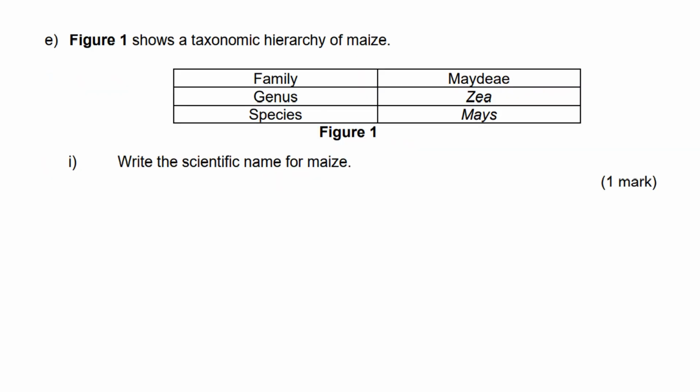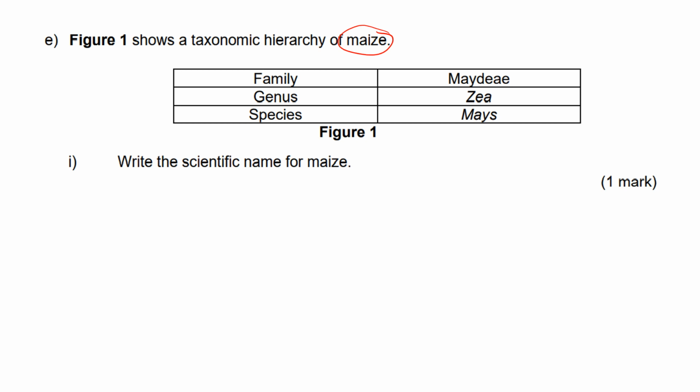Question E. Figure 1 shows a taxonomic hierarchy of maize. Maize is basically corn. In figure 1, this table shows you the classification of maize or corn. The family for corn is Poaceae, the genus is Zea, and the species is mays. For question E1, write the scientific name of maize. The information is already given in the table, so you just have to construct the scientific name for maize.